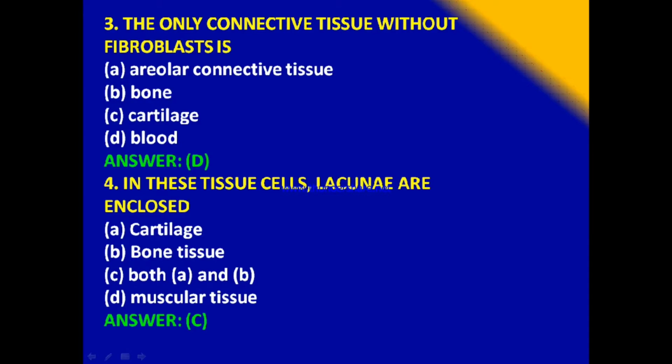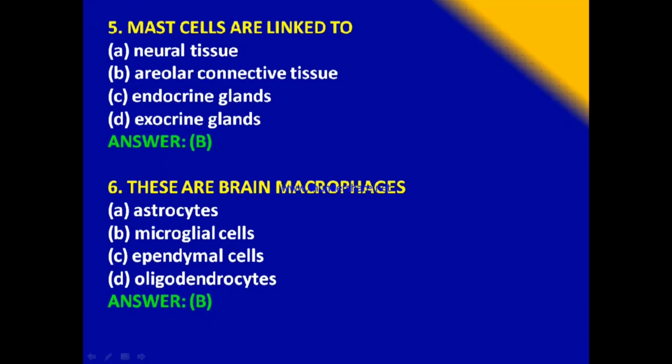In these tissue cells, lacunae are enclosed within cartilage, bone tissue, both cartilage and bone tissue, or muscular tissue. So, the right answer is both cartilage and bone tissues. Option C, both A and B. Mast cells are linked to neural tissue, areolar connective tissue, endocrine glands, or exocrine glands. So, mast cells are linked to areolar connective tissue.